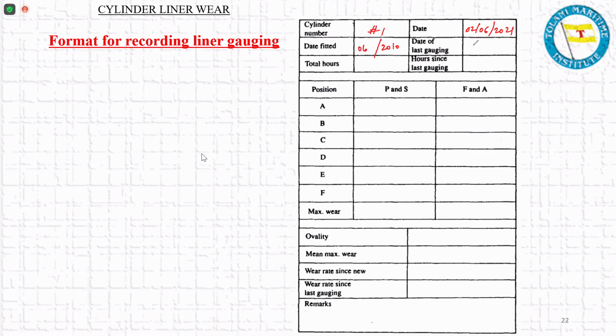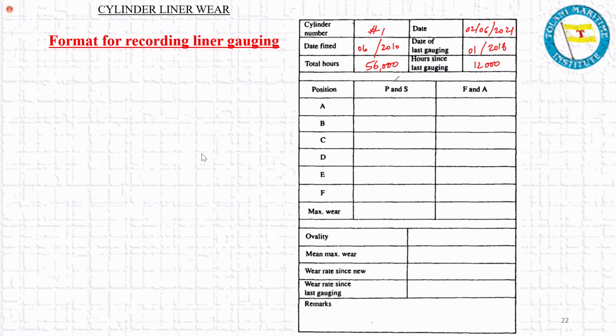Last date of last gauging, let us say date कब गेज किया गया था, आज से 2 साल पहले इसका गेजिंग किया गया था, let's say 2018 में गेज किया गया था जनवरी में. टोटल रनिंग आवर्स कितने हो गए इसके, let us say it has run 56,000 running hours till now, and hours since last gauging, let's say it has run 12,000 hours since last gauging.